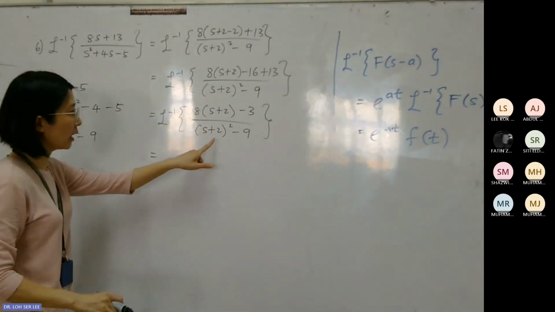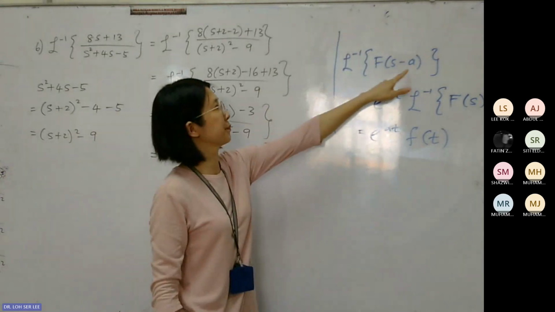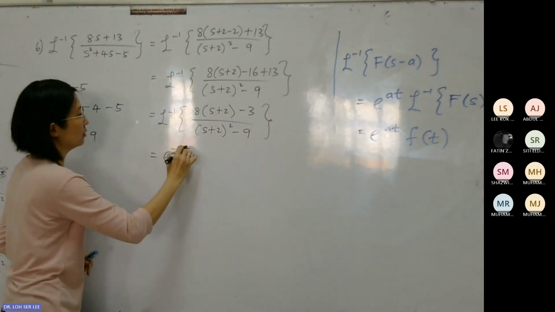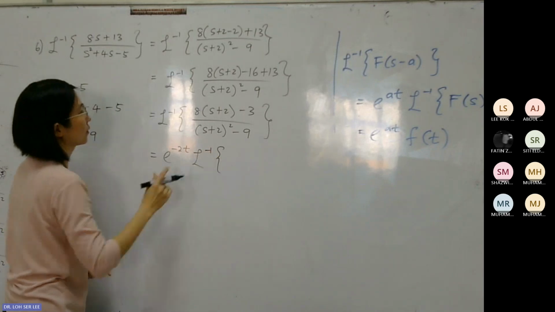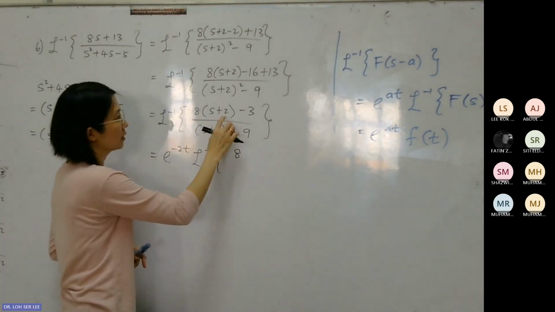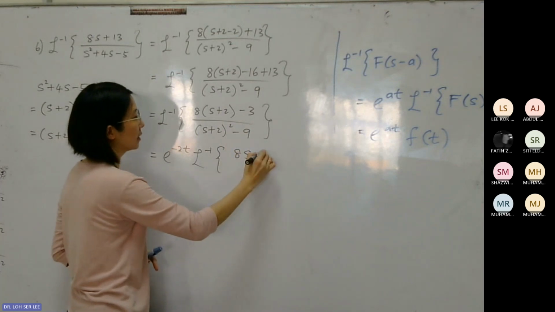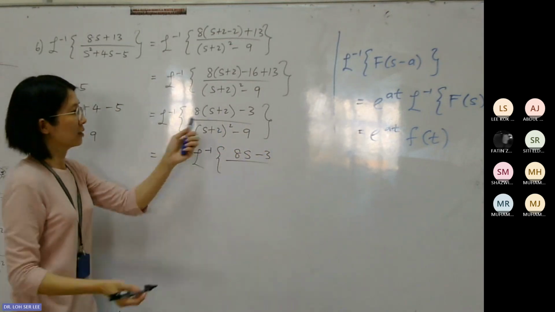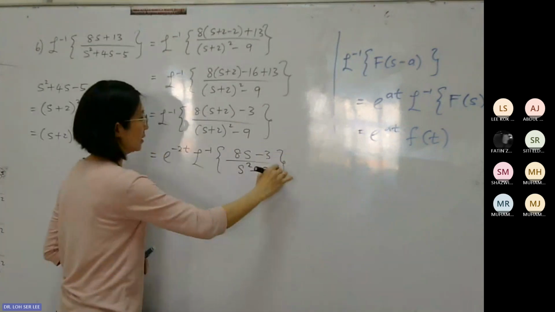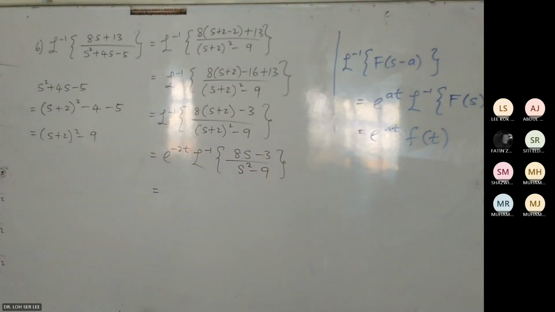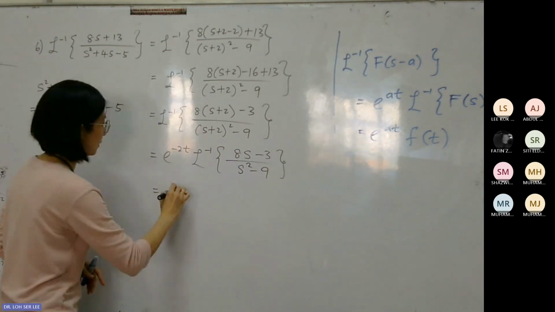So our a is minus 7. Okay, so we take out the 8. 8 is minus 2, so e to the minus 2t. So what is left in the bracket? 8s minus 3 over s squared minus 9. Then break it into 2.